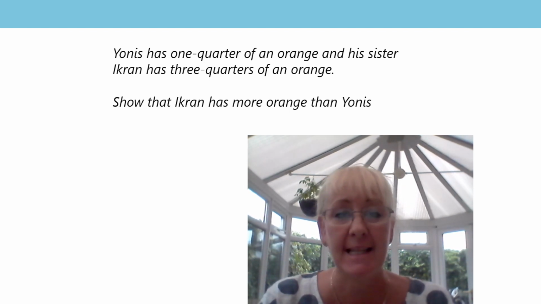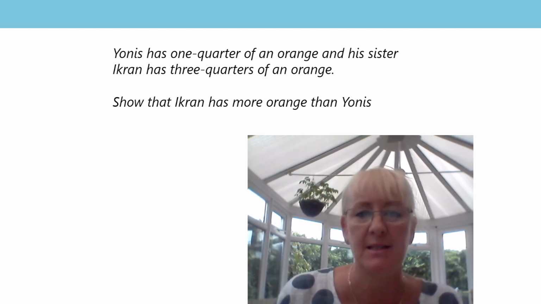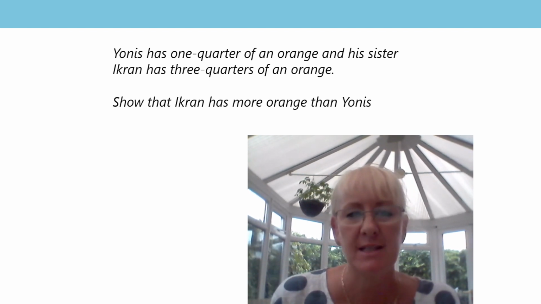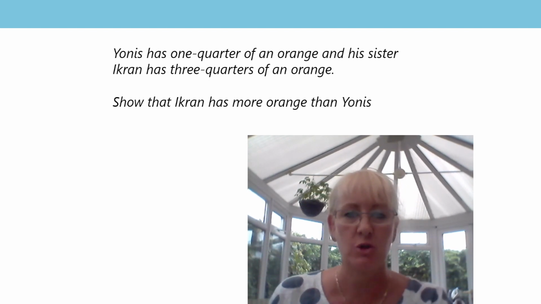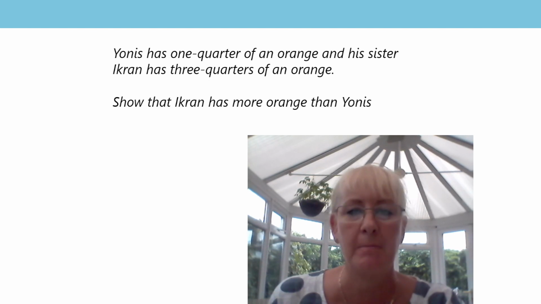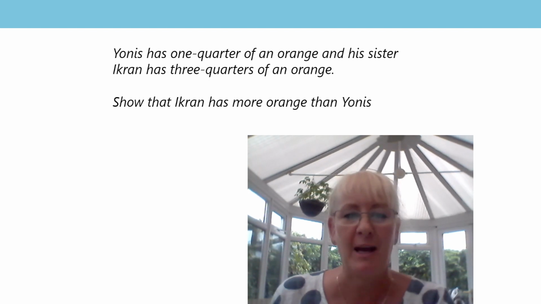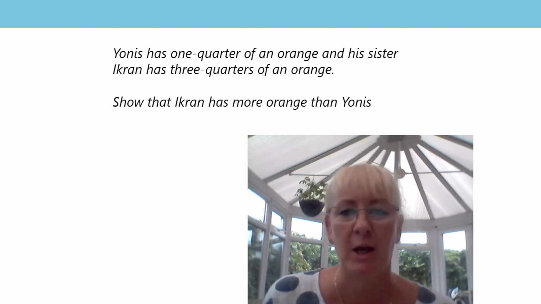So for today's lesson you will need a pencil and a paper, but before we start, let's begin with the task I left you with last lesson. You had this fraction story and I asked you to find as many different ways as you could to show that Ikram has more orange than Yonis. I wonder how you got on and if you found all the different ways you could show this. Well, let's see if we can find out.